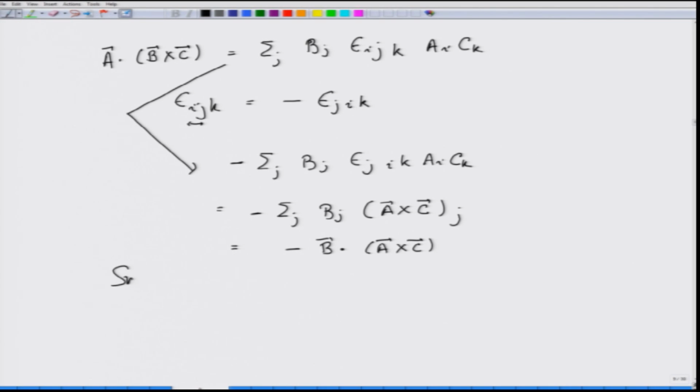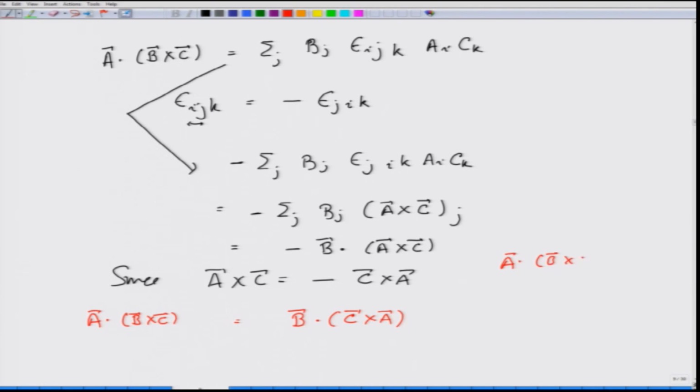Now, since a cross c is equal to minus c cross a, I can equally well write this as equal to plus b dot c cross a. So, that is the answer. A dot b cross c is the same as b dot c cross a. It goes in the cyclic manner, right. So, A dot b cross c is the same as, I bring c out, c dot a cross b, which is equal to b dot c cross a. What I wrote in the beginning of the previous page is not correct. So, you can see how easily I could prove it.